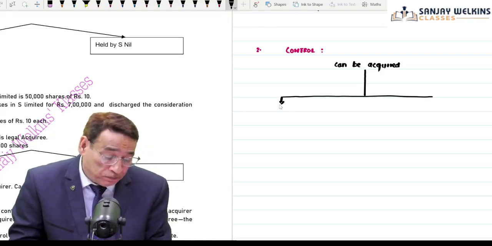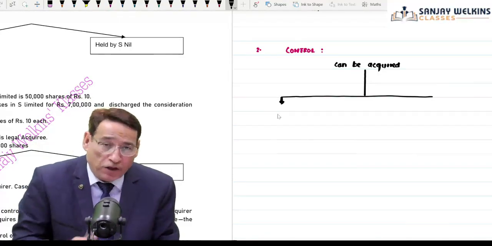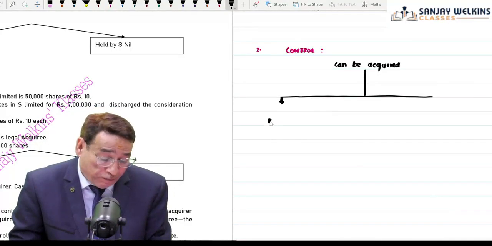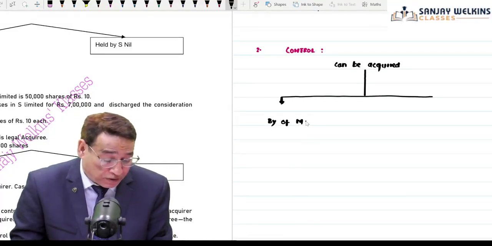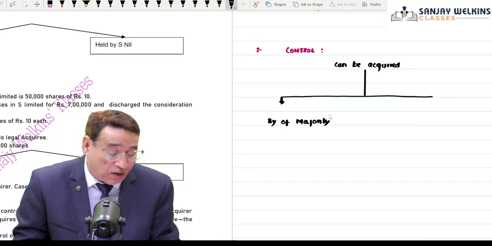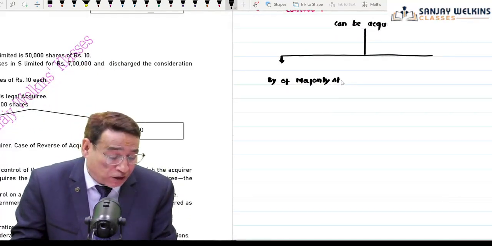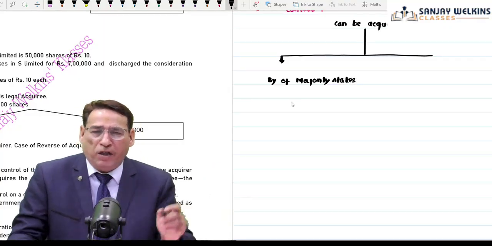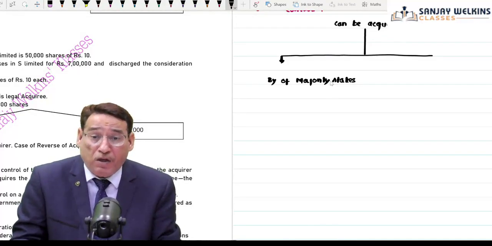One way of getting the control is by having majority stakes. So control can be acquired by way of majority stakes. And when I say majority stakes, that means more than 50% stakes in the other entity. So we can get the control over the other enterprise if we are having the majority stakes. This is one way of getting the control over the other enterprise. Honestly speaking, most of the time you are going to have the control over the other enterprise on account of majority stakes, no doubt about that.